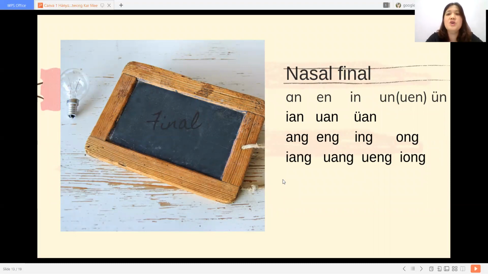Why do we call this nasal final? Because the characteristic of this is all these end with N or NG. Let's go through this one by one. The first line is an. Next one, the third one, in. And the fourth one, wen.